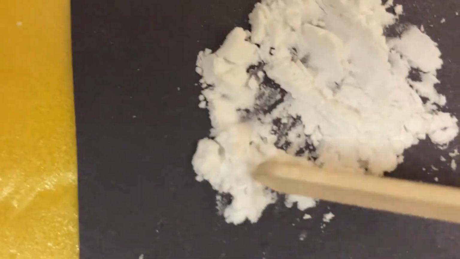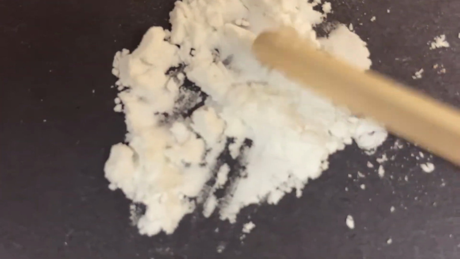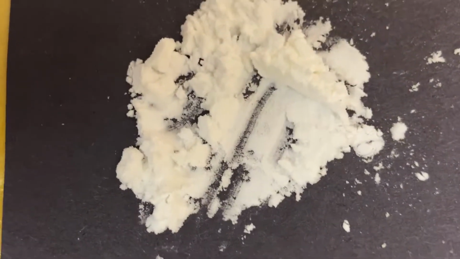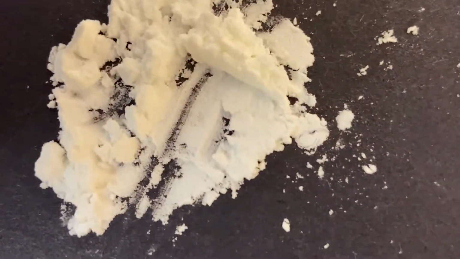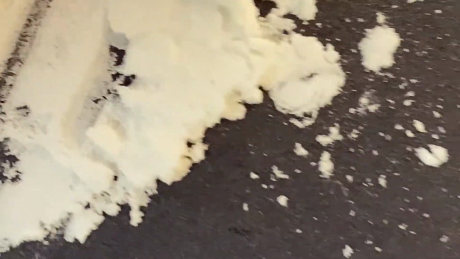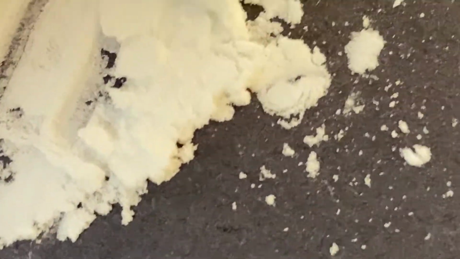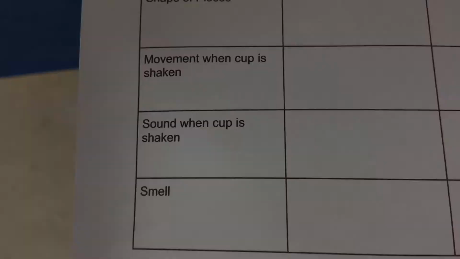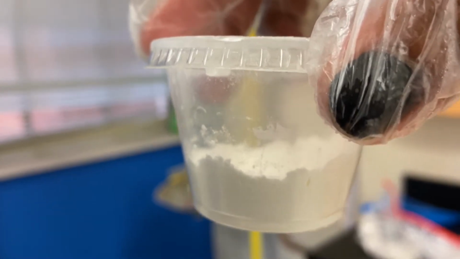Take this time to write down whether or not cornstarch is a crystal or a powder. And also describe the shape of cornstarch. Is it circular? Is it round? Or is it rigid like a square? Let's check out the movement when the cup is shaken and the sound when the cup is shaken. This is cornstarch, and I'm going to shake it now.